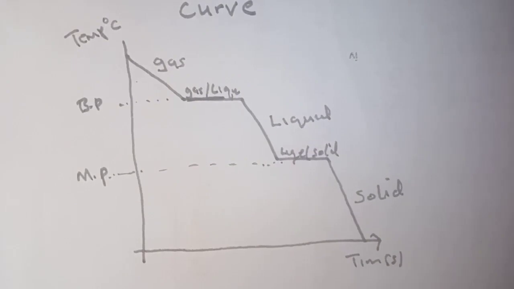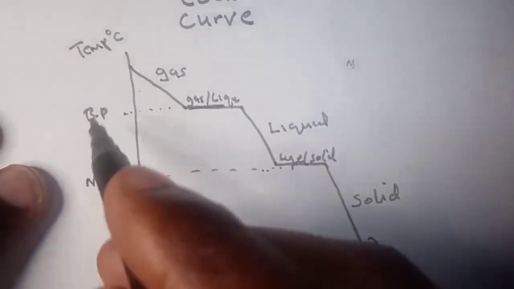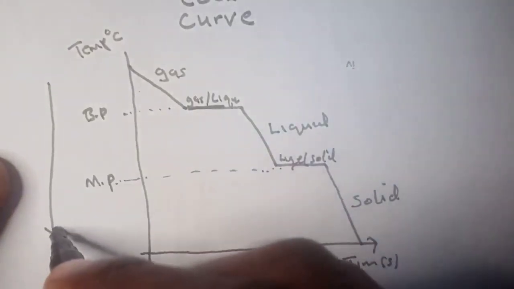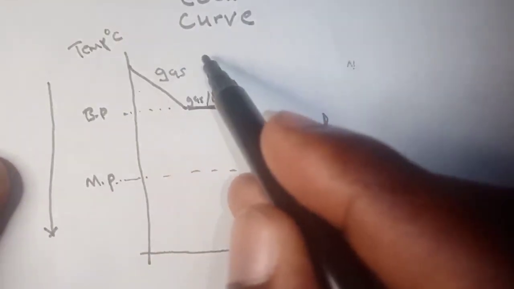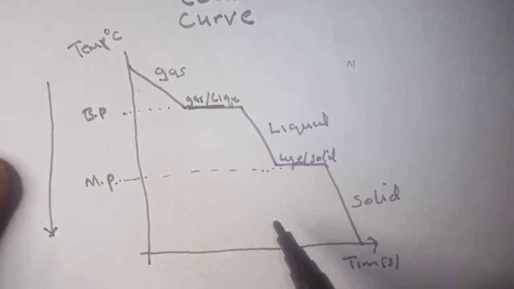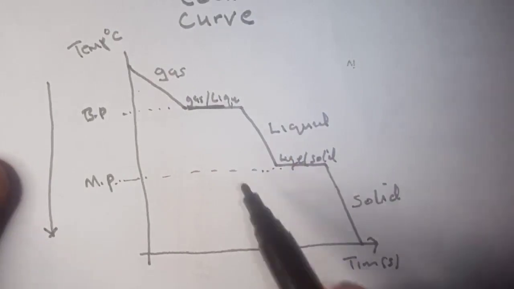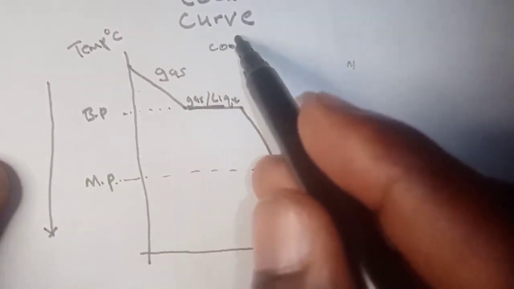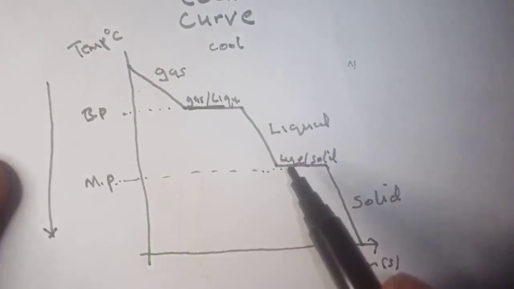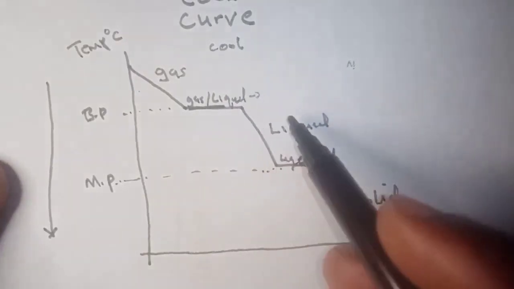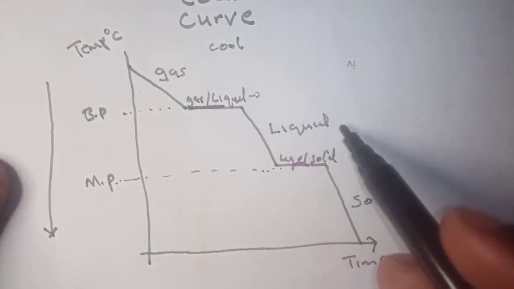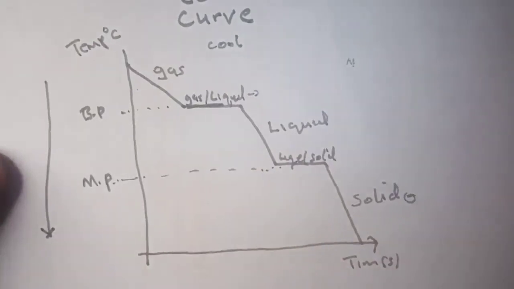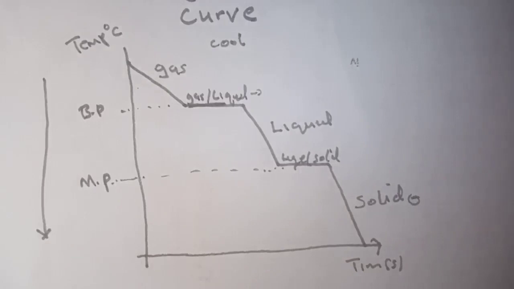Here heat is being lost. You can see the temperature is decreasing. So you have the gas, then you begin to cool it. It is going to change to liquid. You cool it even further, and it becomes solid eventually. So that's what we are supposed to know in this video.